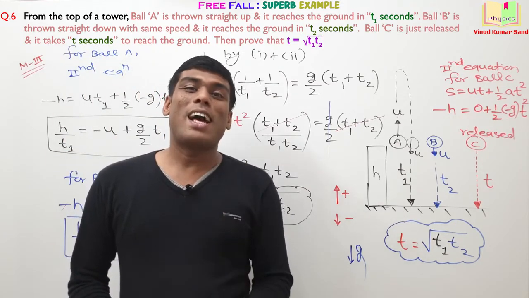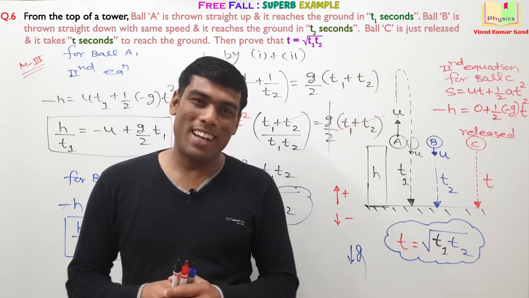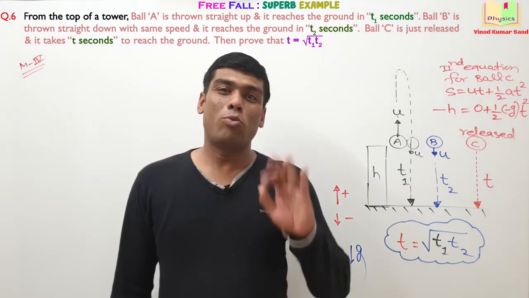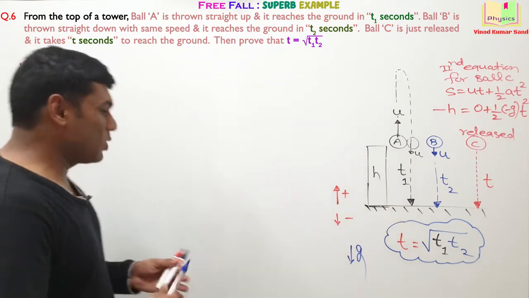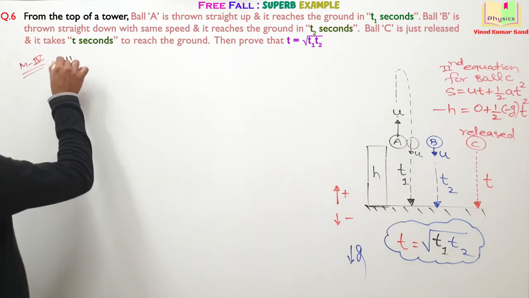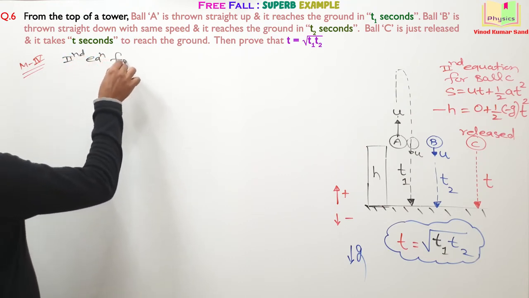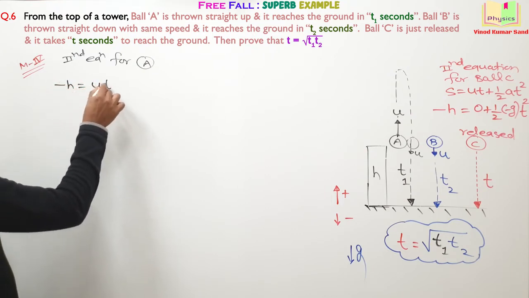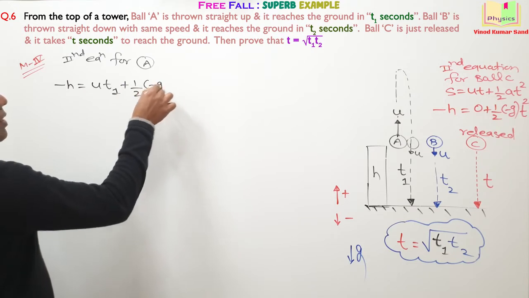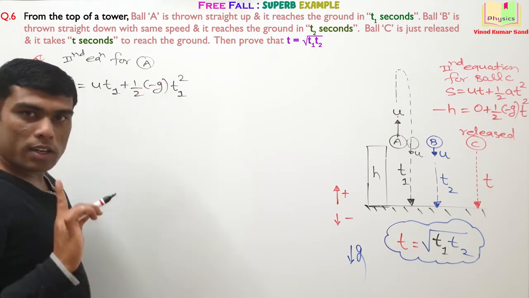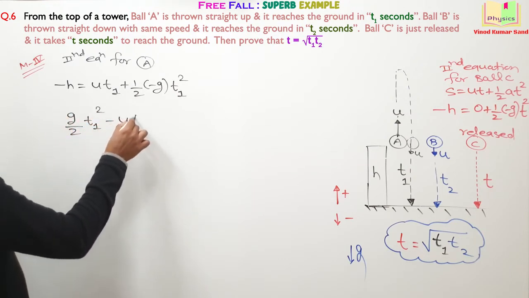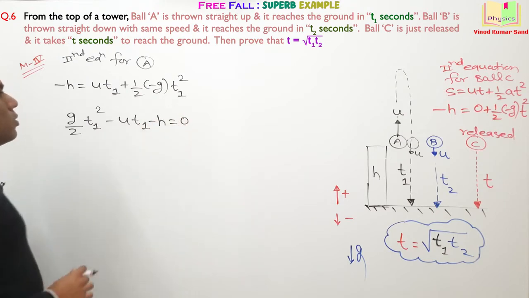You note it down, then I'll be taking up the fourth approach that is a bit lengthy, but we'll go through that. Enjoy it. Now taking up the fourth method for solving the same problem, pay attention. I'm using the second equation of motion for ball A. What should we be writing? Minus h is equal to u t1 plus half minus g into t1 square. Correct? It's a quadratic equation. g by 2 t1 square minus u t1 minus h is equal to 0.